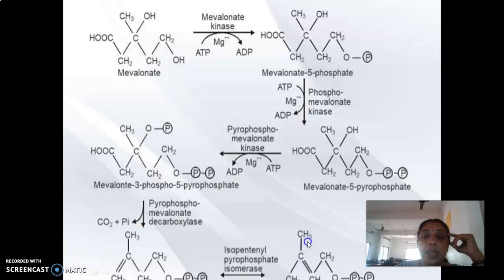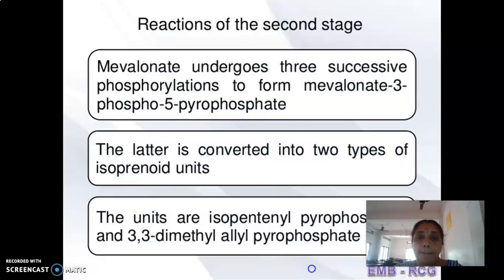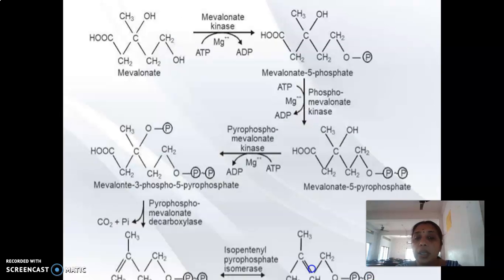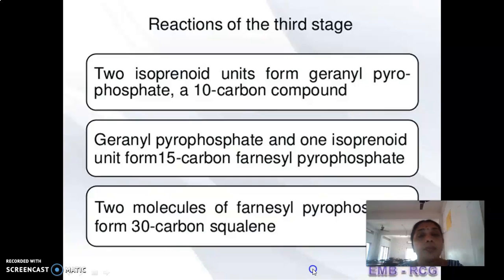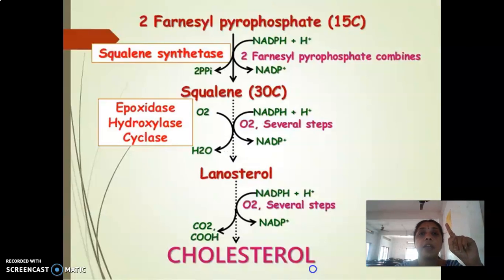So it is known as dimethyl allyl pyrophosphate. Dimethyl allyl pyrophosphate, 3, 3, 1, 2, 3. So 3,3-dimethyl allyl pyrophosphate. So that forms the second stage, right? Formation of IPP and DPP. So now we are having one molecule of IPP and one molecule of DPP.